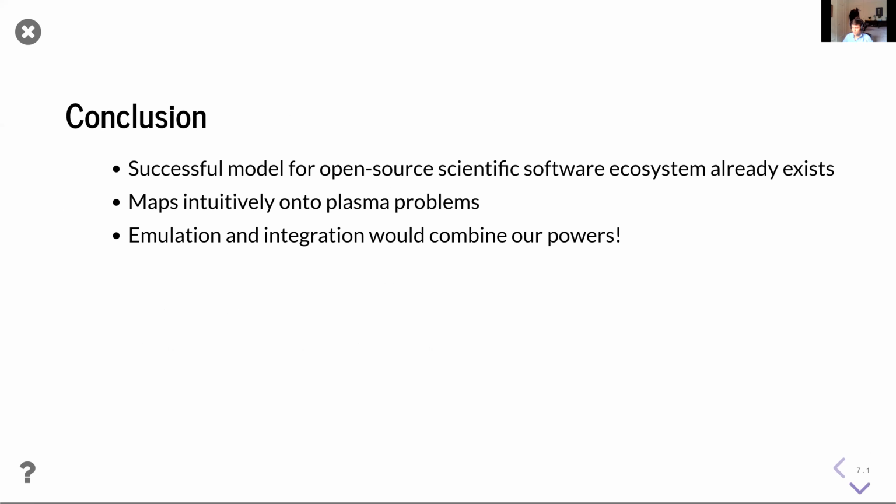So in conclusion, and I welcome questions, I'd love to talk about this more. I think that a very successful model for an open source scientific software ecosystem already exists, just in another field. And because it's scientifically very similar to plasma physics, it maps intuitively onto similar plasma problems. And if we try to emulate a similar ecosystem and integrate them together, then we could combine the powers of our two research fields to end up with better software than either might achieve on their own. Thank you.